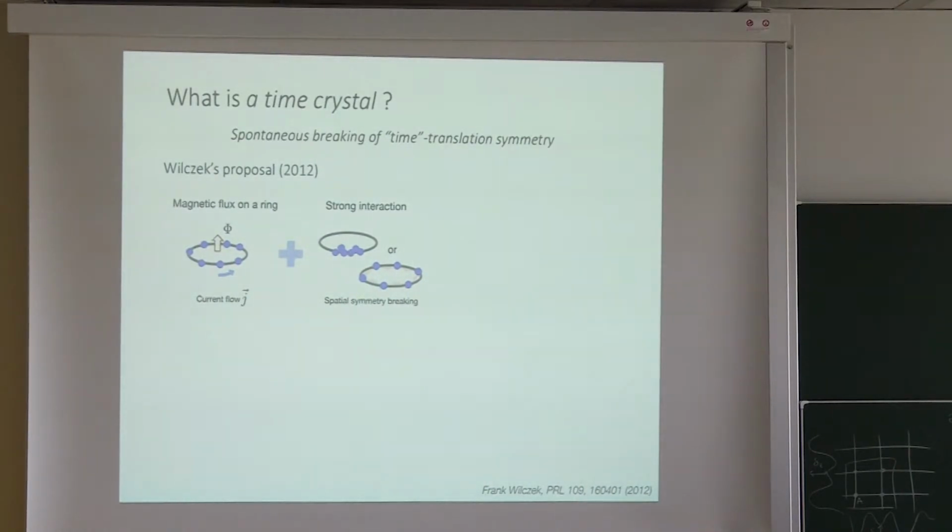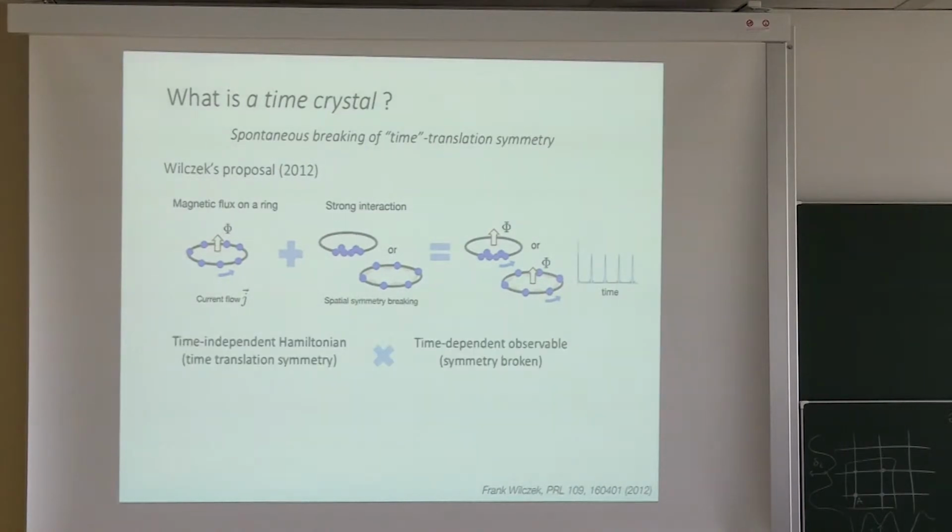And now if you combine these two, you end up with a situation where you have these bunched or spatially arranged particles that are now oscillating on this ring and thereby producing a time periodic current. It's no longer constant in time, but periodic in time. In other words, you start out with a Hamiltonian that is time independent, but nonetheless you find an observable in your system that is time dependent and shows such a periodicity. And if that is true, then you call this a time crystal.